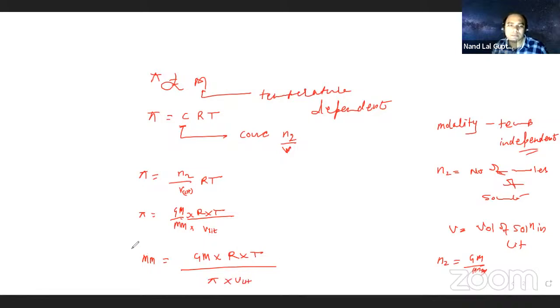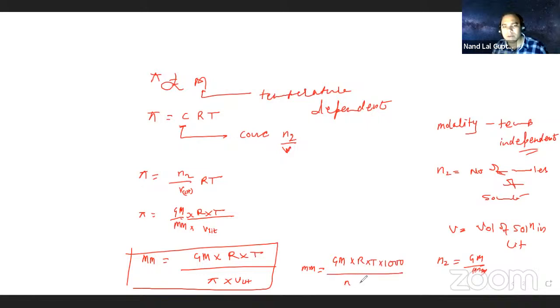If suppose this is given in mL, what will be the formula? Molar mass we generally calculate by the osmotic pressure. So it will be Gm R into T multiplied by 1000, divided by pi into V mL. This is the second one.